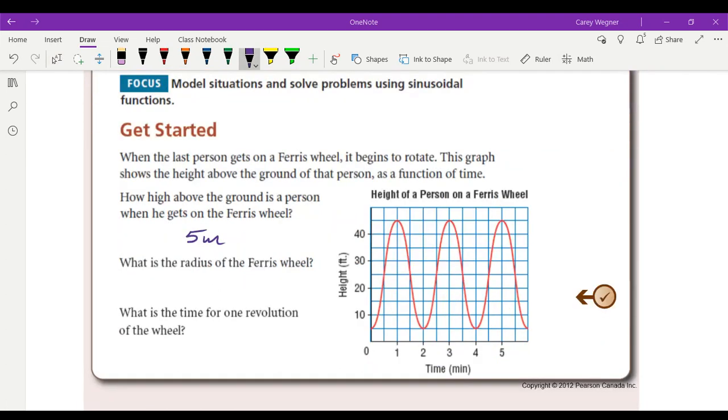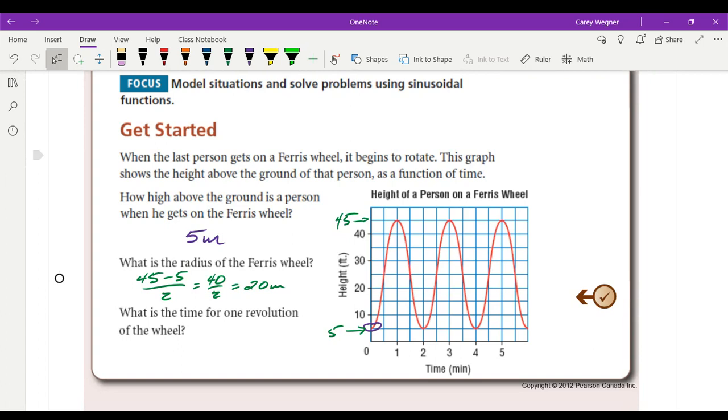You probably recognize this initial height of 5 meters as the point where this graph starts, and that would be the height of the person when they get on the Ferris wheel. The radius of the Ferris wheel is the same as the amplitude of the function. So we did the maximum minus minimum divided by 2, because from bottom to top, that would be the diameter. Radius is half of the diameter.